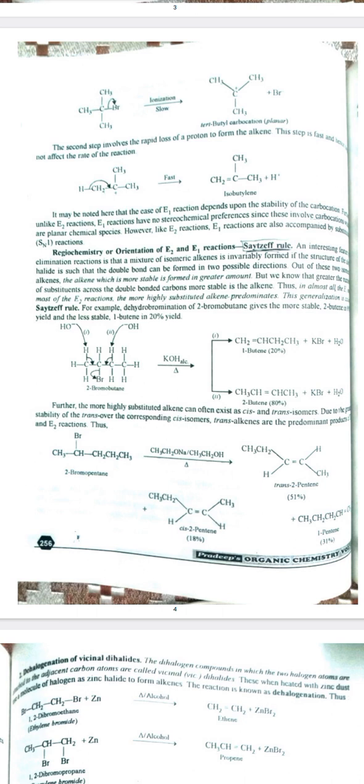For example, dehydrobromination of 2-bromobutane gives the more stable 2-butene in 80% yield and the less stable 1-butene in 20% yield. 2-bromobutane when treated with alcoholic KOH gives 1-butene in 20% yield and 2-butene in 80% yield. Further, the more highly substituted alkene can often exist as cis and trans isomers, and due to the greater stability of the trans over the corresponding cis isomers, trans alkenes are the predominant products of E1 and E2 reactions.